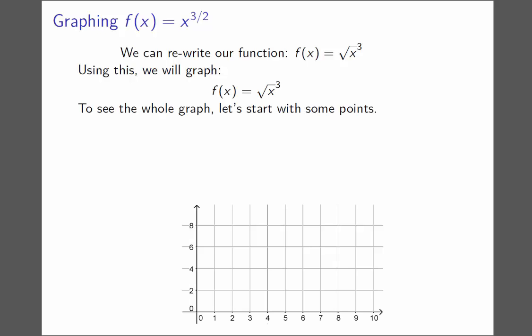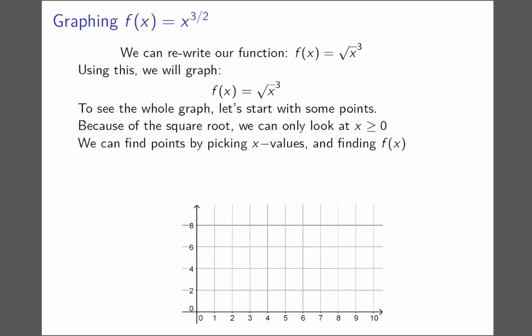To see the whole graph, let's start with some points. And keep in mind that because of the square root, we can only look at values of x that are bigger than or equal to 0. As we've done before, we can find points by picking x values and finding what f of x should be.